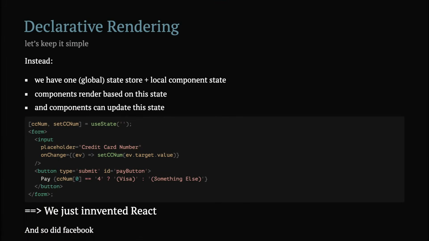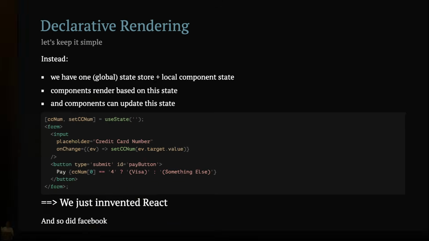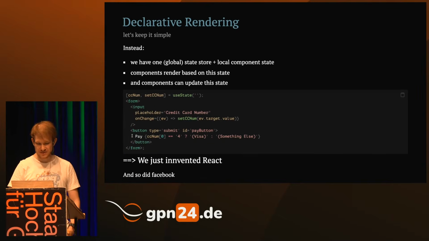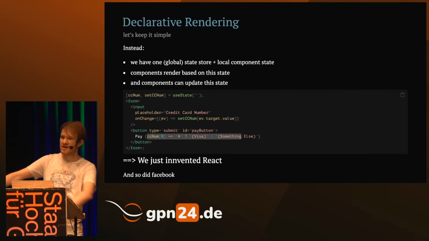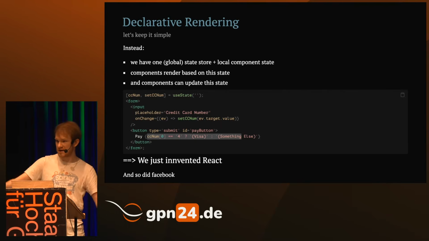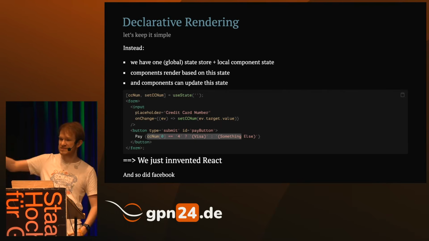What do we do? Well, we store the state in one place, and then we just basically say what it should look like based on the state. So instead of saying, hey, I want an input and I'm going to change the text, or the button, I'm going to change the text, I'm just going to say the text of the button is pay, and if it starts with a 4, I'm going to say Visa and otherwise something else. So I'm just going to say this is what it should look like. I don't care how I get to the state. I'm just going to say the UI should now look like this.